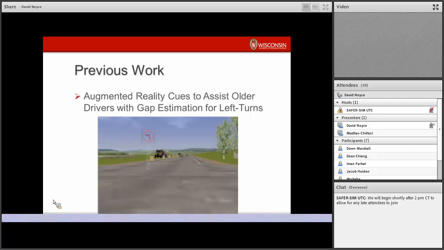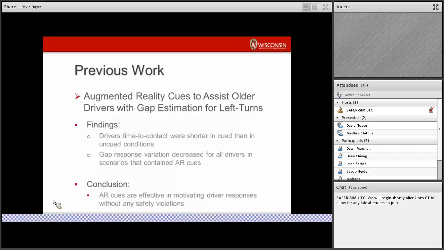Therefore, we could better communicate that with drivers through some form of augmented reality, or what I keep referring to as a heads-up display type piece of information in the vehicle. And of course, as you probably expected, the results suggested that, well, this is not such a bad idea, that these cues are effective in motivating driver responses without any adverse safety violations, and therefore, some form of communication with drivers like this could be very effective at improving the safety of different types of situations, in this particular case, permissive left turns.